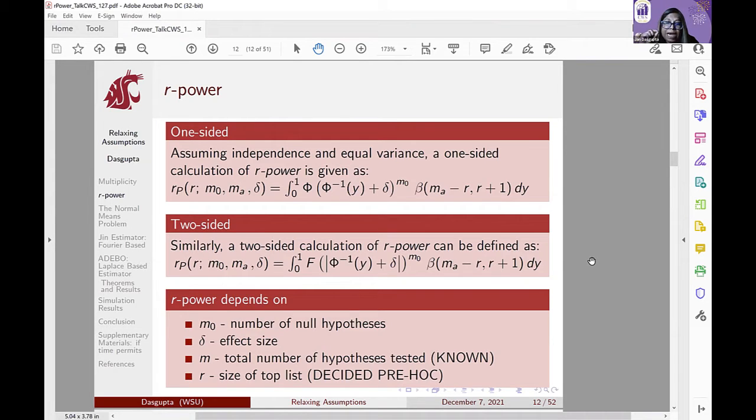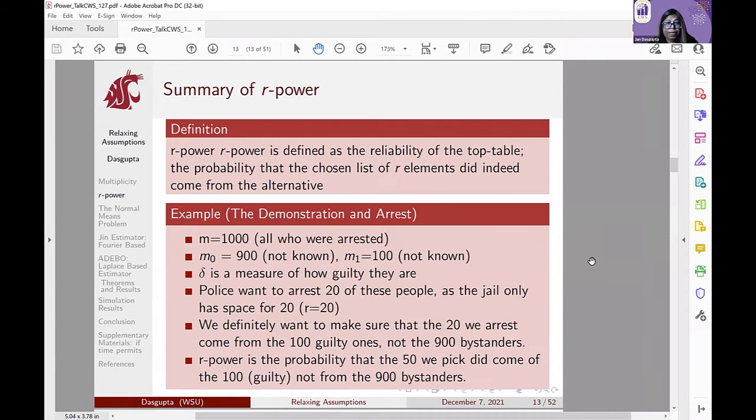So that was a piece that, when we finished the paper and got it published, we knew that to make this method practical, we would have to come up with a way of estimating M naught. Okay. So again, going back to my example, M was 1,000 people, M naught was 900, which is not known. M1 is 100, which are the guilty people. Delta is a measure of how guilty they are, so how much difference there is between their level of guilt between one group and the other?